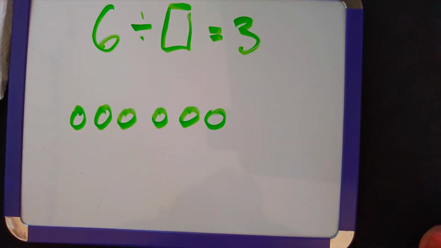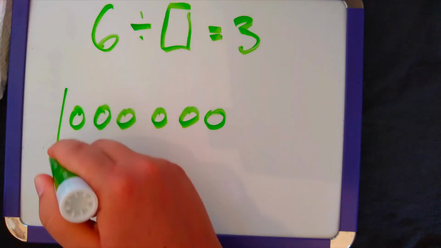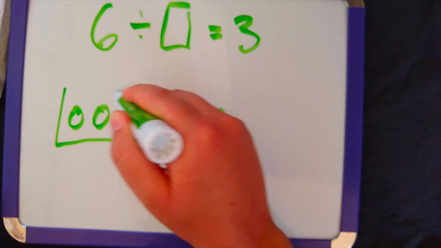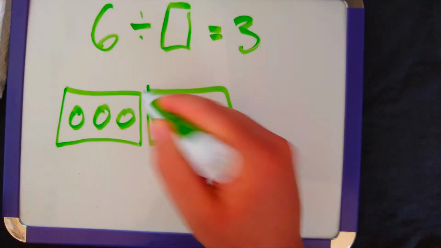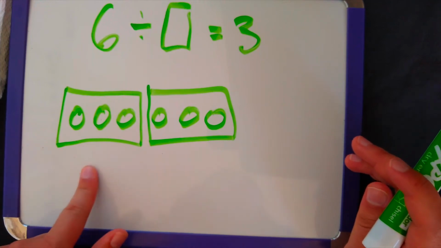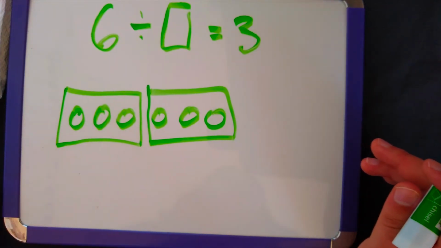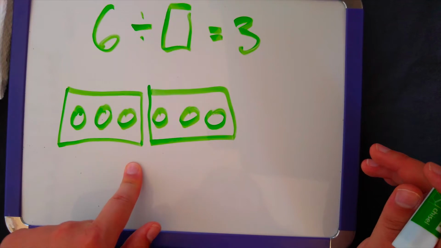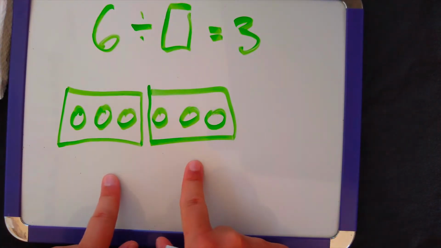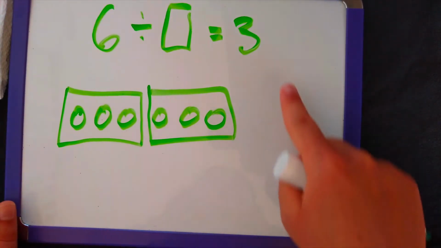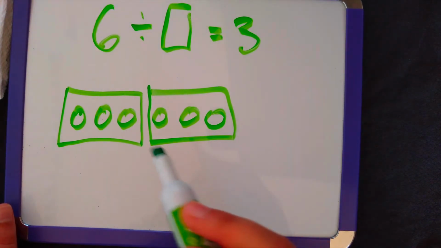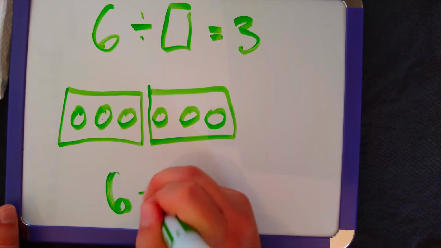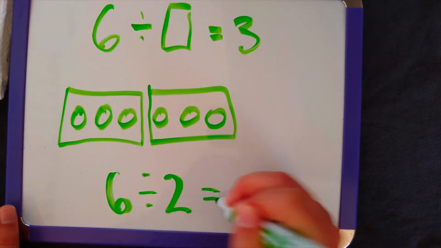Let's see if I split 6 into 2 groups, what happens? That's 1 group, and this is 2 groups. See how each group has 3? So our unknown number is 2, since by splitting 6 into 2 groups, we got groups of 3. So we know that 6 divided by 2 equals 3.